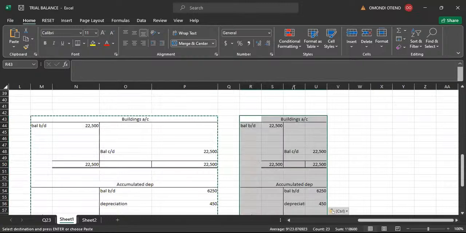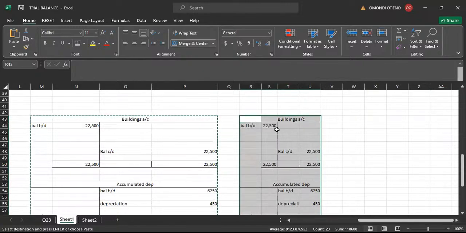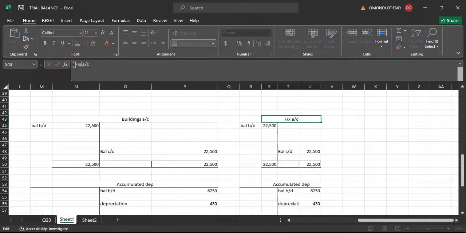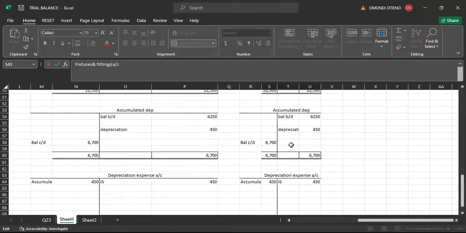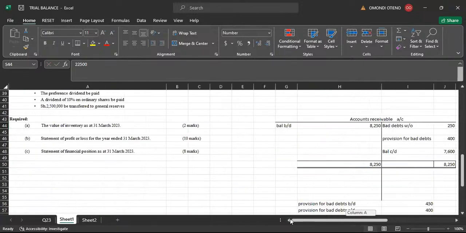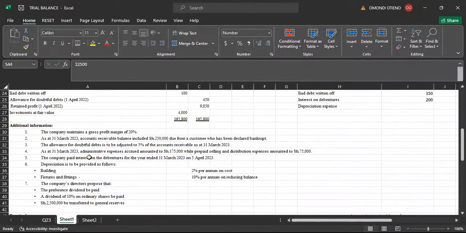Control V. Let me have the other asset here, but it is not going to be building, but fixtures and fittings. Fixtures and fittings, accumulated depreciation, then depreciation expense. So the fixtures and fittings now is going to be different. We are being told that it is being depreciated on reducing balance basis.